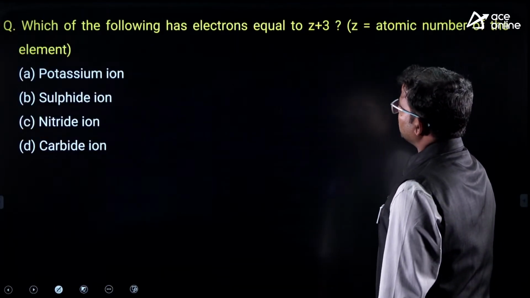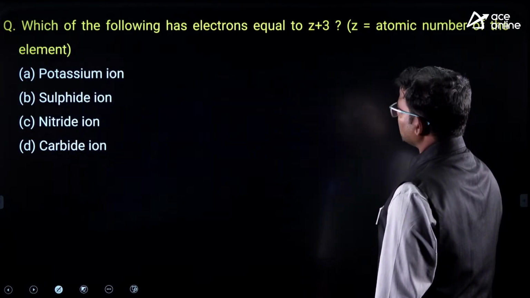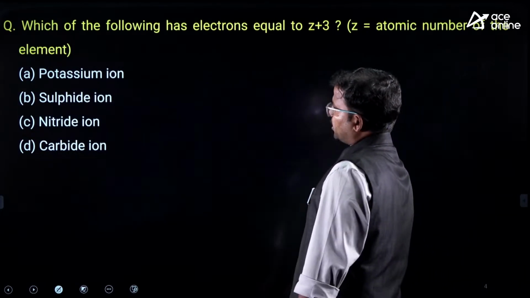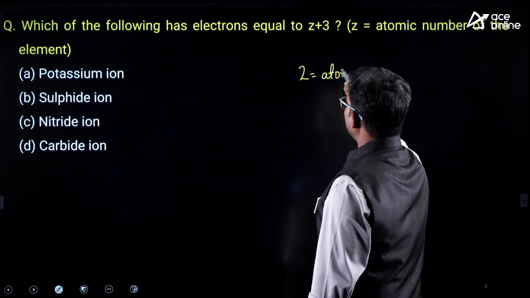Next one: which of the following has electrons equal to Z plus 3? Z is the atomic number of the element. Right, so Z is nothing but the atomic number.